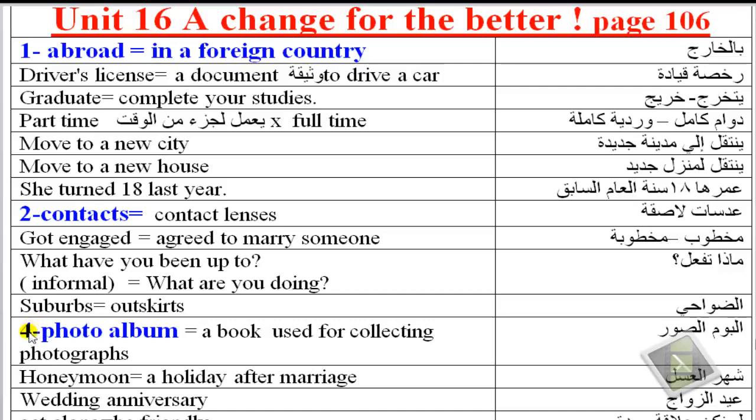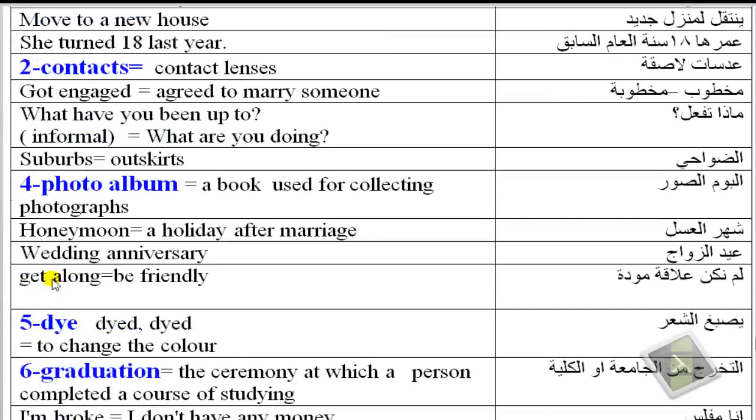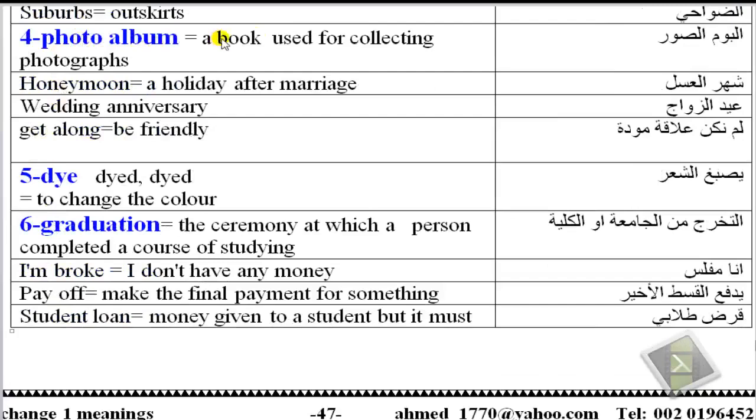Number 4. Photo album: a book for collecting photographs. Honeymoon: holiday after marriage. Wedding anniversary. Get along: be friendly. Number 5. Dye, dyed: to change the color.